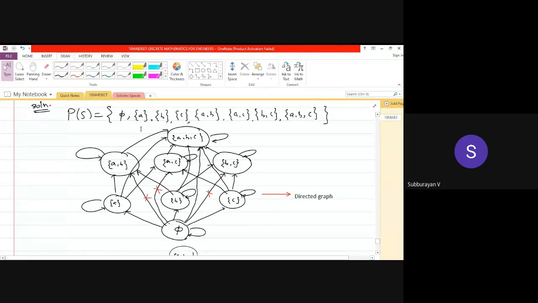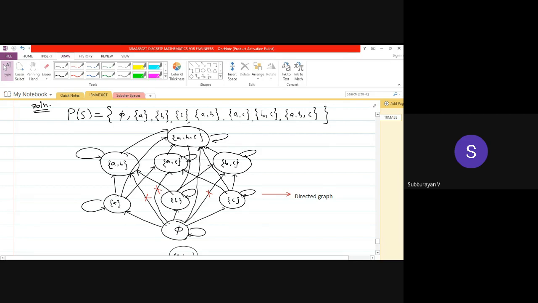Then we have started with the empty set as the first element. The empty set is a subset of every set. Therefore, the empty set is a subset of itself, so there is a self loop. And the empty set is a subset of each set, so there is a line from the empty set to all subsets. Similarly, we have drawn a self loop at each node because every set is a subset of itself. So there is a line from the vertex to itself.